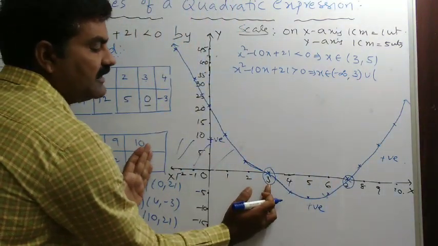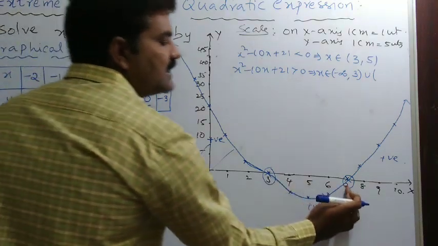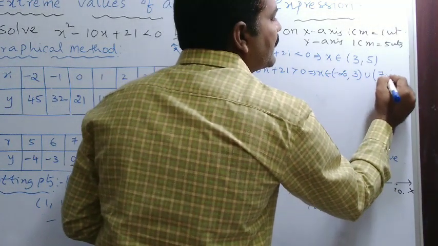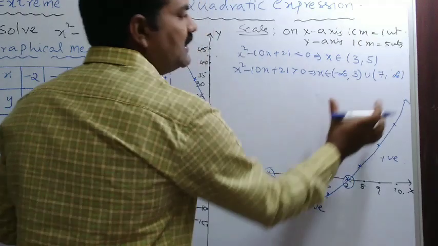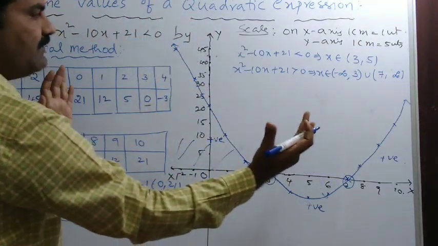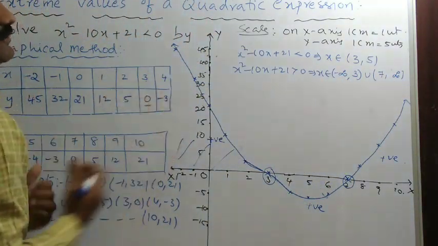Minus infinity to 3, open interval, union 7 to infinity. So clearly in this region the given expression is positive.